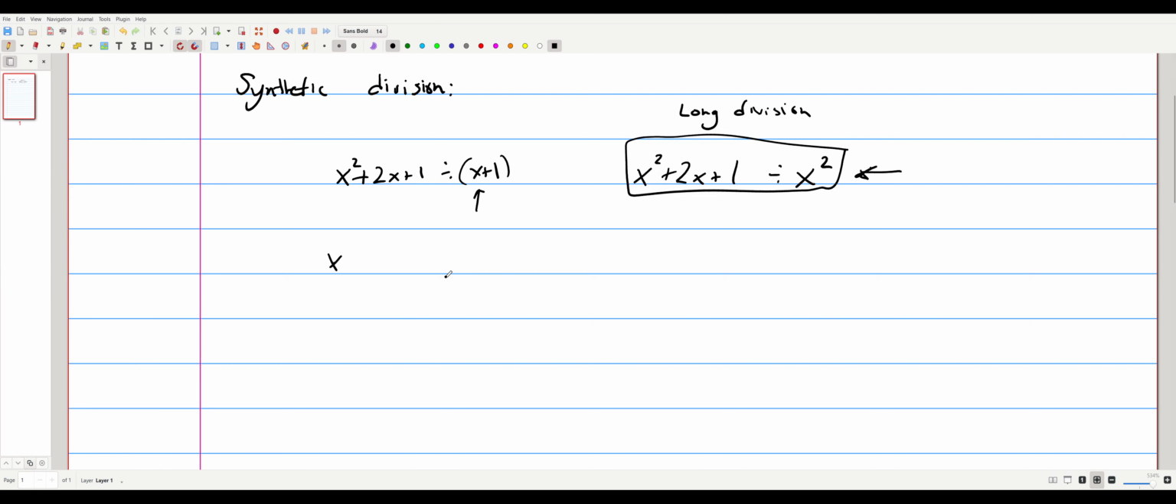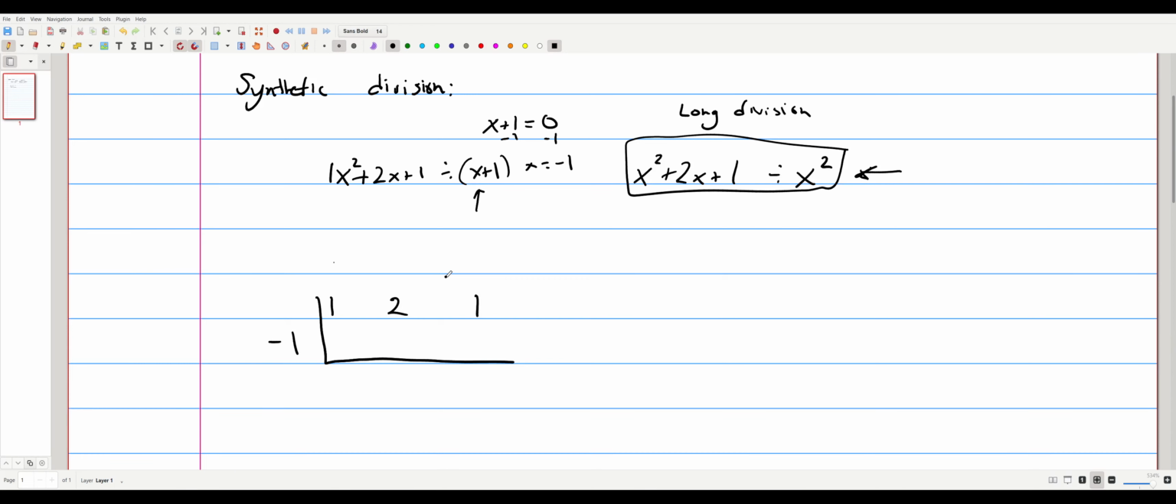Well, you write your dividend, and then outside, all you have to do is write the coefficients in front of your dividend. So we have a 1x squared, a 2, and a 1, and so we're going to write 1, 2, and 1. And then out here, instead of writing x plus 1 like we did before, we're going to put whatever makes this 0. So you take your linear term, you set it equal to 0 and solve. And so subtract 1 on both sides, and you get x is equal to negative 1. And so you're going to put negative 1 down here.